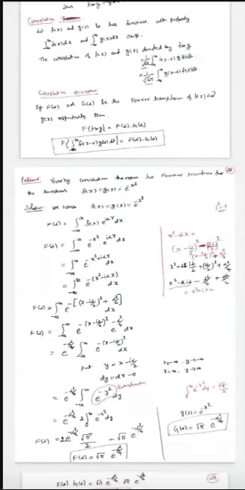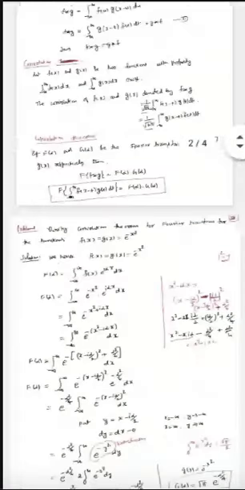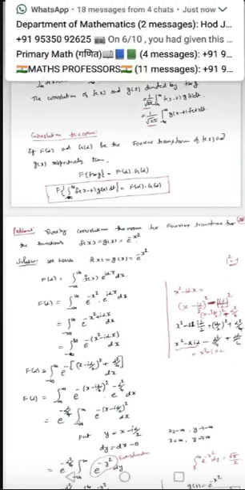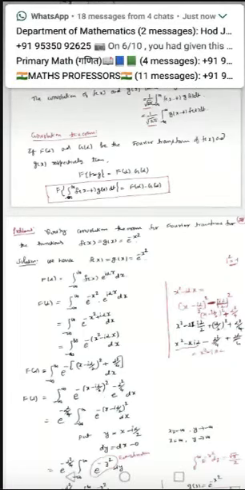Okay. Now let's start the problems. Verify the convolution theorem for the Fourier transform for the functions f(x) = g(x) = e^(-x^2). You can observe that we have done the same type of problem in the Laplace transform also.